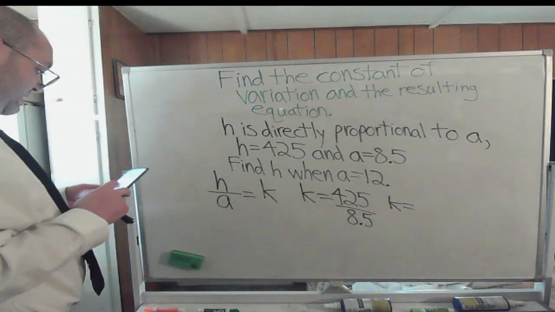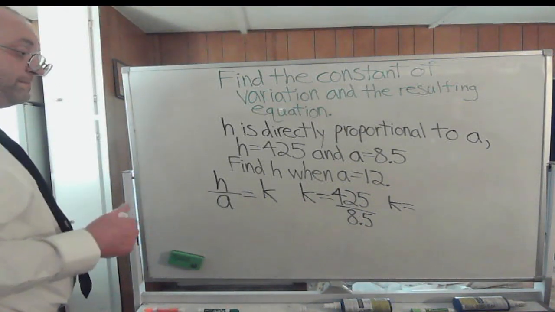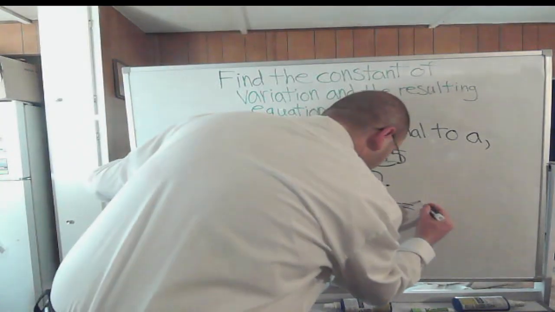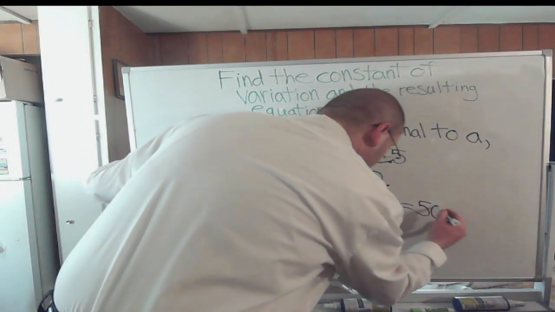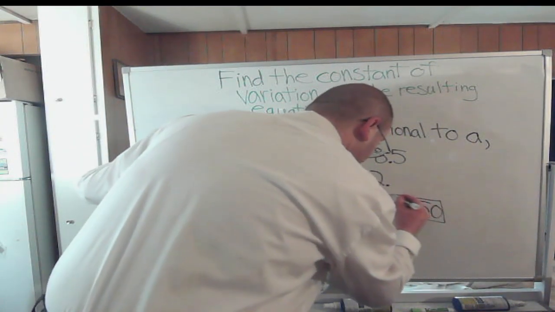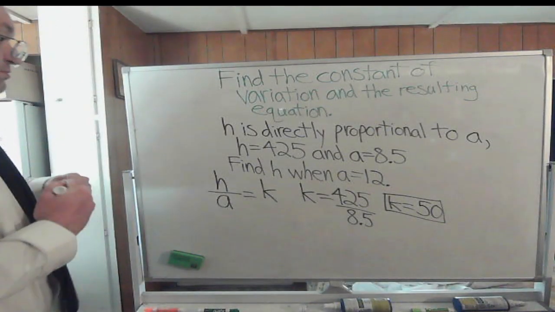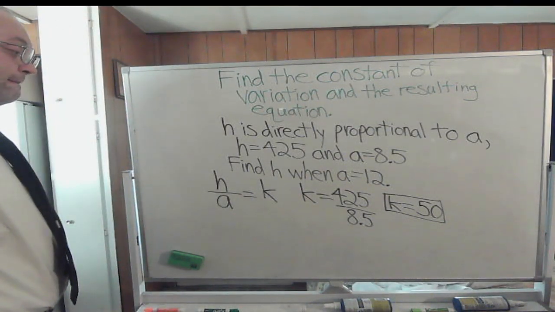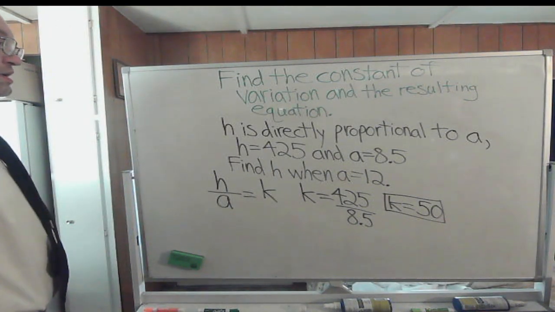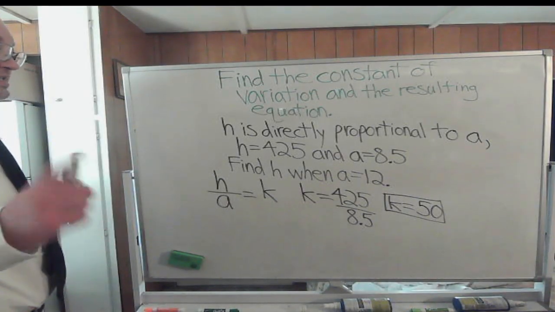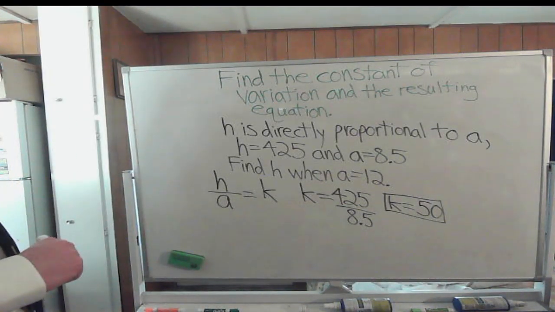425 divided by 8.5, well, that's 50. Therefore, the constant of variation is equal to 50. Well, that's great and all. We got the constant of variation.